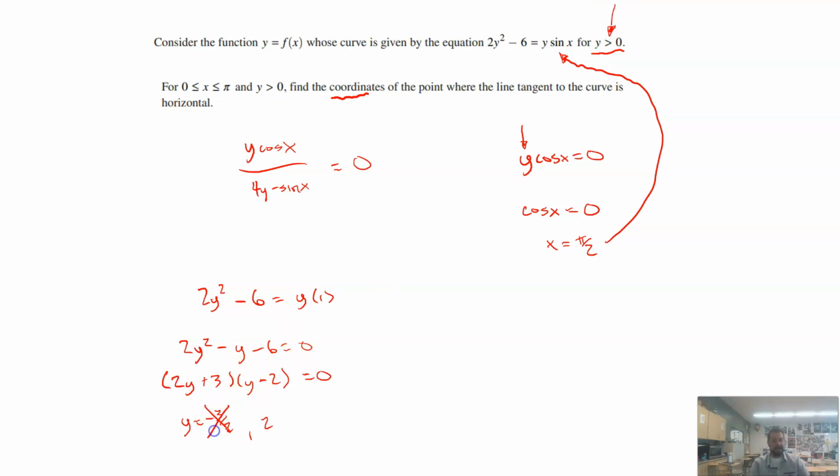So negative 3 halves is out as an answer, and the only point where the line tangent to the curve is horizontal is pi halves and 2. The reason why I don't love that problem is there's an awful lot of algebra involved.